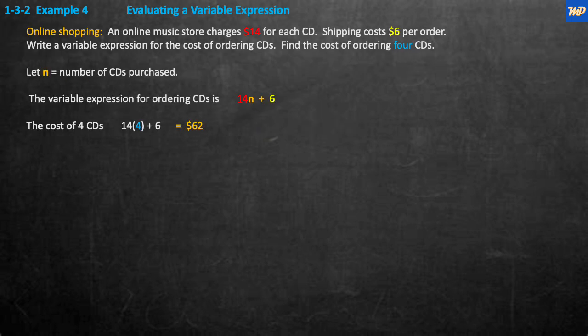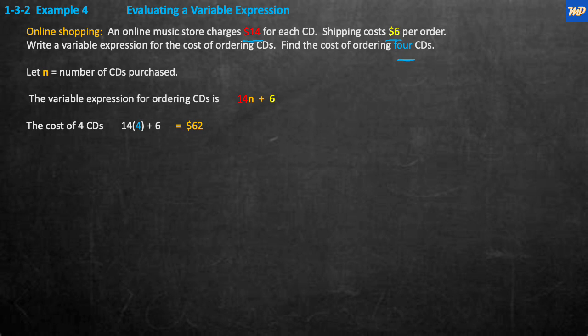Example 4, evaluating a variable expression. Online shopping. An online music store charges $14 for each CD, $14 right here, $14 for each CD. Shipping costs are $6. So that's usually something that adds on to what you're purchasing, right? It's an add-on. Write a variable expression for the cost of ordering CDs, and then find the cost of ordering 4. When we're done, they want us to find the cost of ordering 4 CDs. So let's first of all find the variable expression.